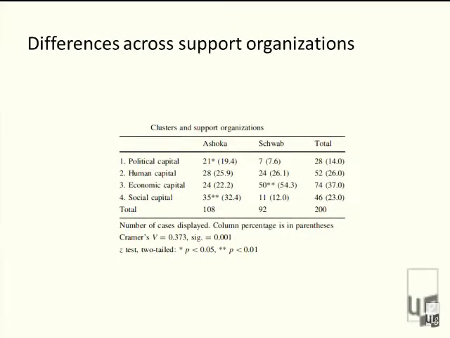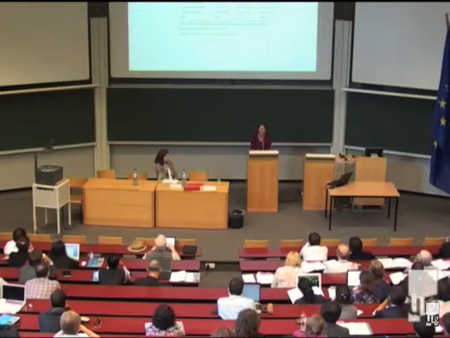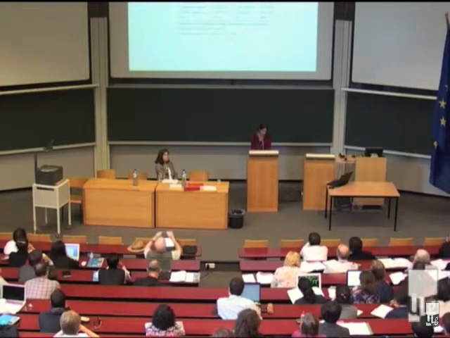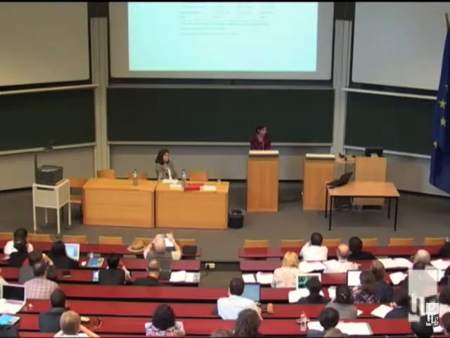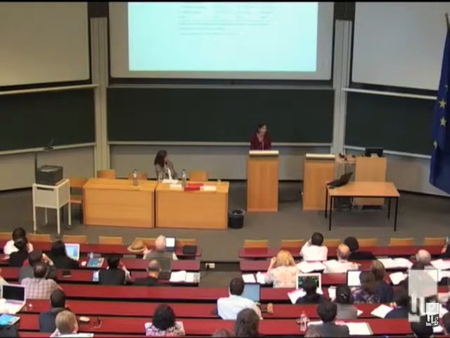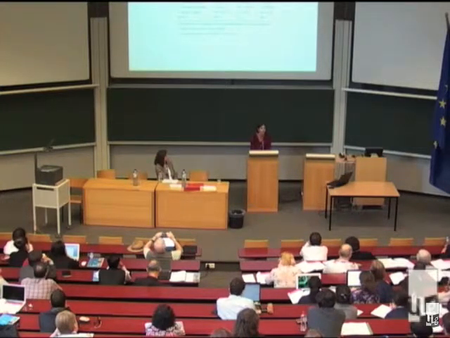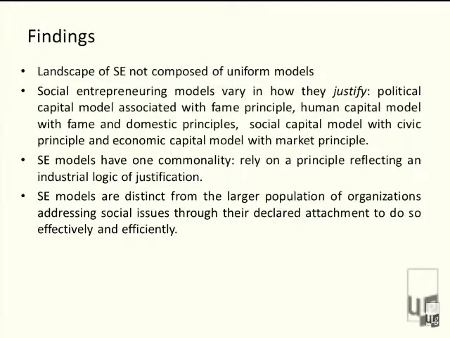Now, a question. We controlled for geographies, we controlled for support organization. Not surprisingly, you have an effect from the support organizations, the way they select certain social entrepreneurial organizations. The Schwab Fellows very much differentiated by the market, the economic capital, and political and social capital in the case of Ashoka. Interestingly, there were no significant differences across geographies. It could obviously be that this population, these 200 social entrepreneurial organizations, really represents this global field of social entrepreneurship.